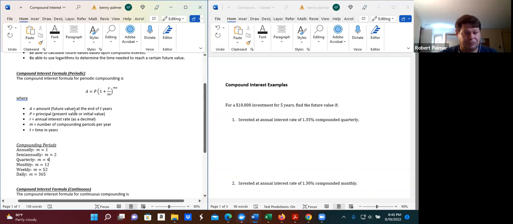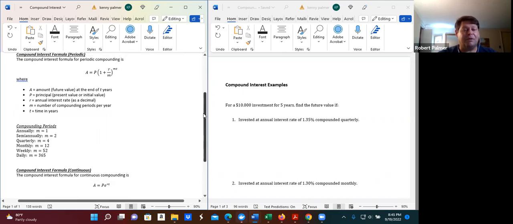Now, then once you put all that together, the A is what's called the future value at the end of T years. So you put the principal in for a certain interest rate, usually stated as a percentage and placed here as a decimal. The number of compounding periods you have per year is M, and then T years. And that will give you the final amount, A, or what's called the future value at the end of those T years.